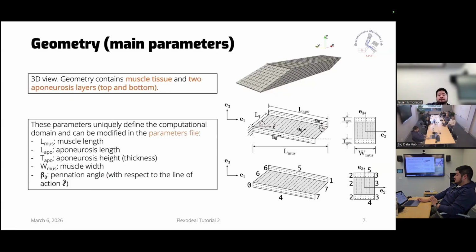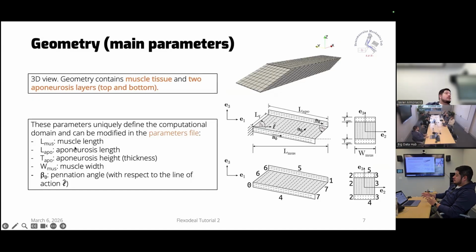let's look at the geometry here. In this case, for Flexodeal, the default geometry, the one that you get from your C++ file, is something that resembles the dimensions of a gastrocnemius. We're going to have now muscle tissue and 2 layers of aponeurosis, top and bottom. The top one would be like the 3D view, like the mesh. And there are some parameters that we can use here to describe this geometry.